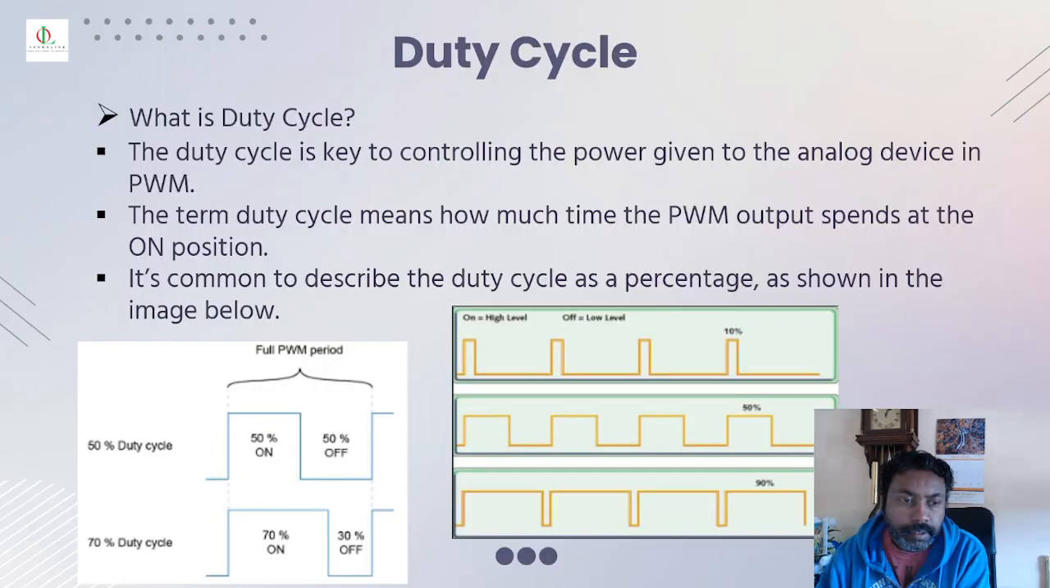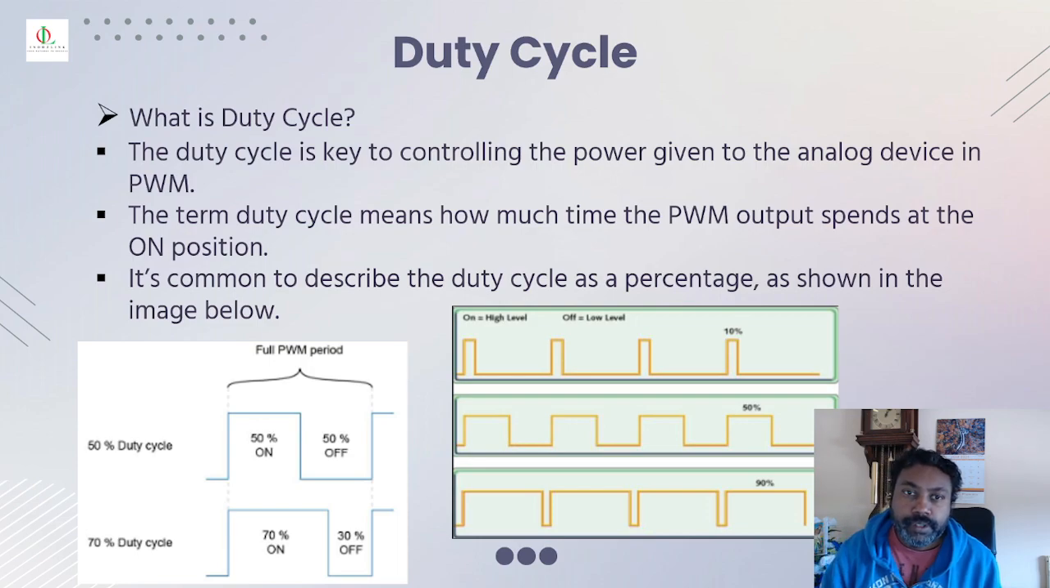Next is the duty cycle. What is the duty cycle? The duty cycle is a way to control the power given to any analog device in terms of pulse width modulation. In other words, the term duty cycle refers to how much time the pulse stays on the output, that is, the on time, the high time.